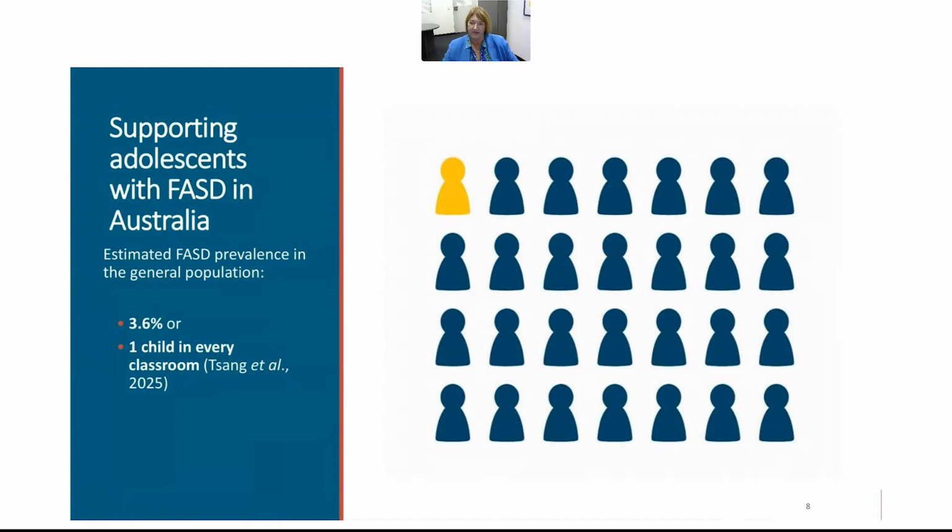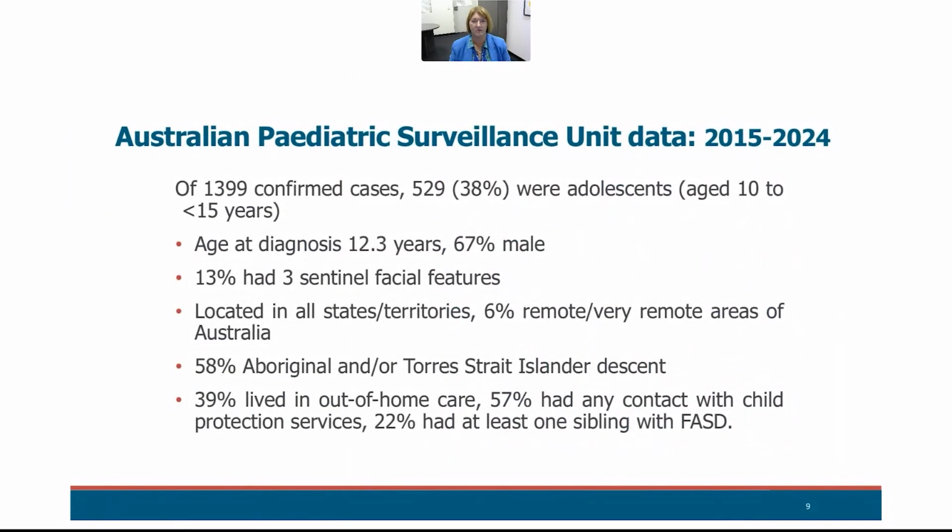So the estimated prevalence of fetal alcohol spectrum disorder is actually much higher than we originally thought. We estimate it's probably about 3.6%, nearly 4 per 100 children. And that really means that in every classroom, we would expect one child with fetal alcohol spectrum disorder.